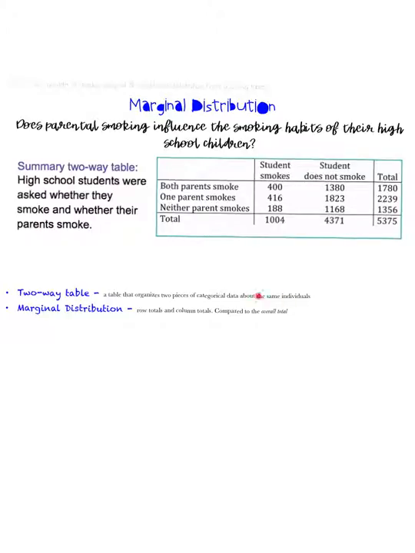If we're comparing to the overall total, that's marginal. I always think of marginal as I'm in the margins, so I'm not calculating in the table, I'm calculating in the margins. We're comparing everything to the overall total, which is 5,375. In order to find the marginal distribution, I have some guiding questions that can walk you through the process. When we're doing marginal, we're always talking about just one variable at a time. So I don't care, if I'm thinking about whether the student smokes or not, what their parents' decisions are, and vice versa. Marginal is always just that one variable at a time.